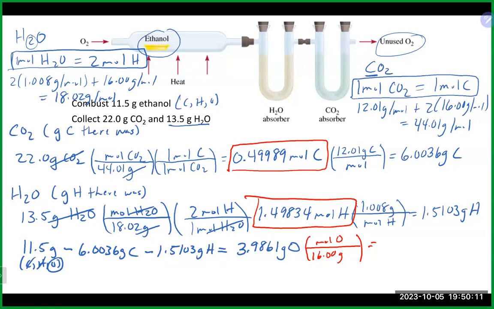And that will give me, sometimes it's good to think about what you have to do at the end of the calculation, so you're not going to go back and recalculate certain things. 0.24913 moles of oxygen. And now I have my moles of oxygen in this case, right? Any questions on that there?